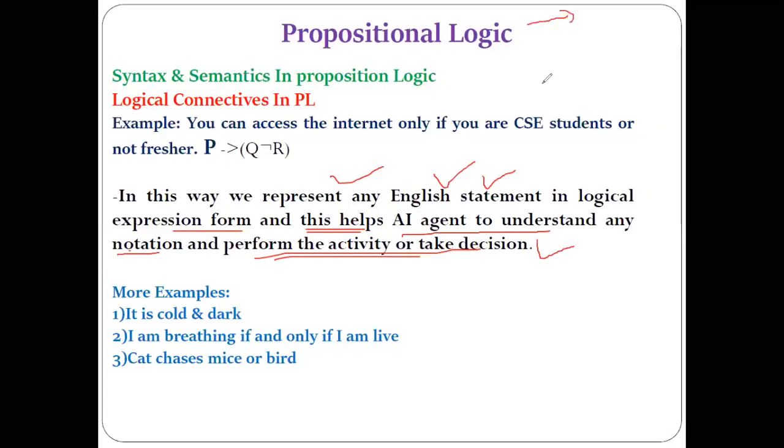So in the levels of implementation of a knowledge based agent, we have seen three levels. First was the knowledge level. Second was the logical level, and we are discussing the details of the logical level, where we are representing the knowledge in propositional logic form. Why are we representing it in propositional logic form? So that our AI agent can understand it. Getting the point? Yes, sir. So this is all about propositional logic.